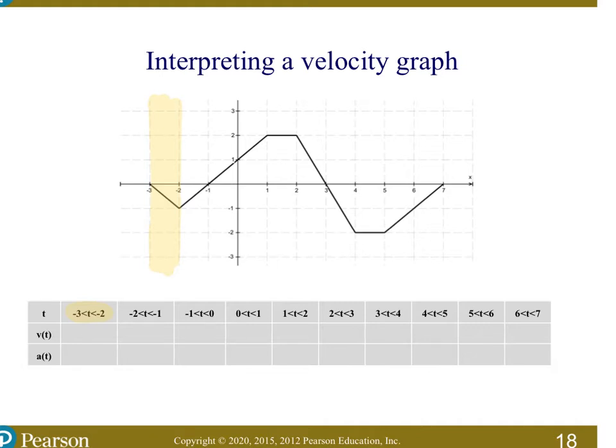Within this section, okay, we're looking at this part of the graph from here to here. The velocity of that graph, this is the velocity graph, is below the x-axis. And so we would put that this has negative velocity.